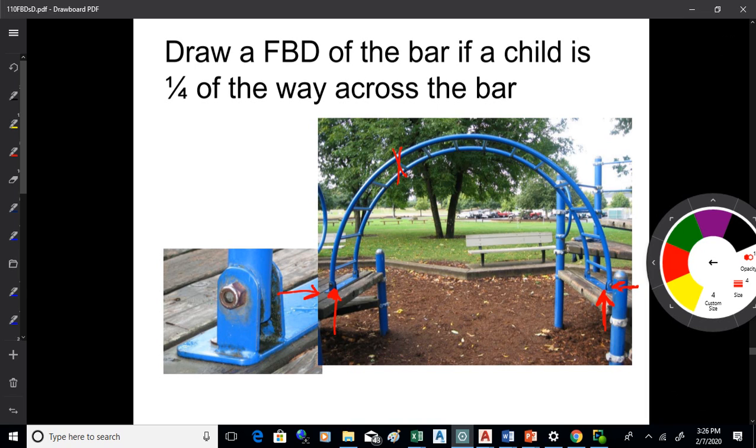What's that now? We good? Okay. Now there's also the weight of the child on the monkey bar. Though if you ever watch kids on monkey bars, that force is probably going all over the place, right? But we'll just say it's down. We'll say they're just hanging there.